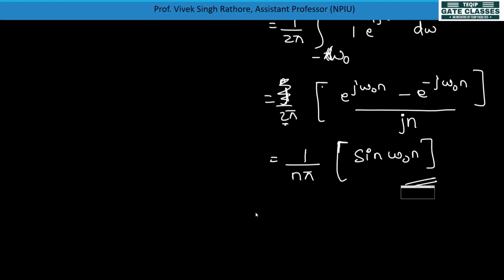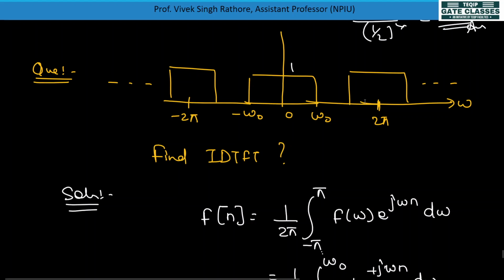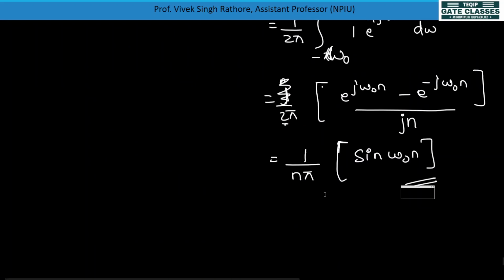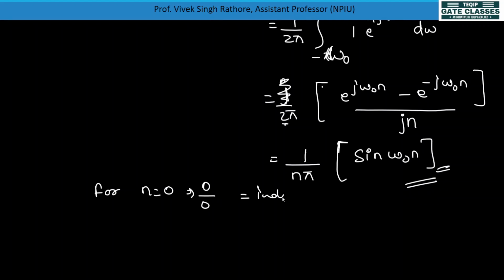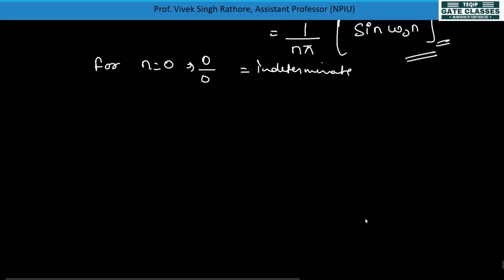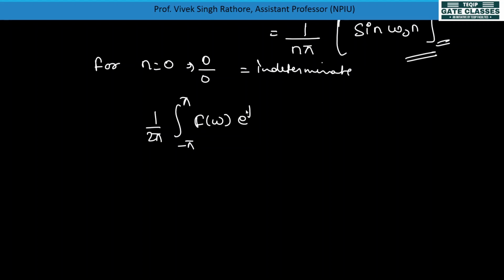So what you have calculated: this was your signal in the frequency domain, and you needed to calculate it in the time domain. But for n equal to 0, does this value exist? It will be sine of omega naught by 0, so 0 by 0, which is indeterminate. So what we can do is apply the formula. As you know, 1 by 2 pi, integral from minus pi to pi of f of omega e to the power j omega n d omega, is nothing but f of n.